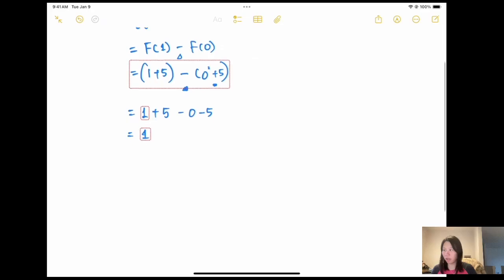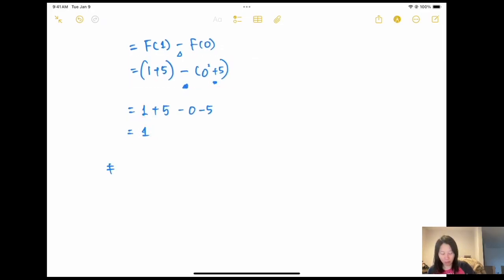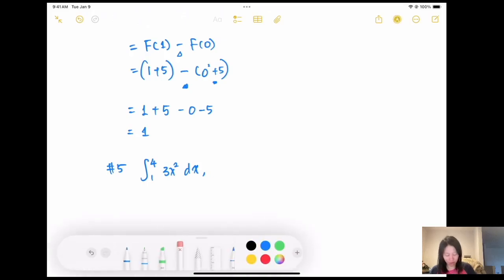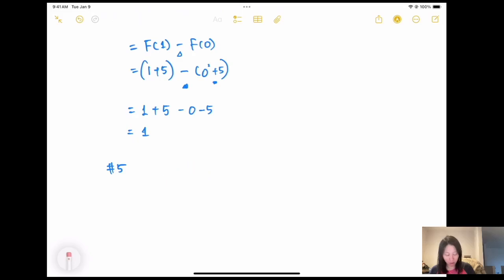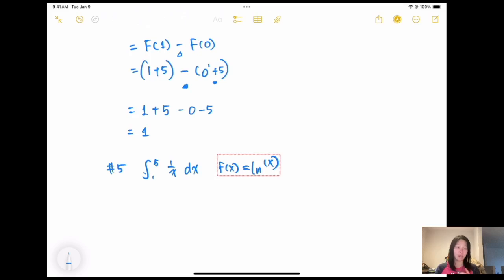Let's do another one. Number 5. Number 5 is the integral from 1 to 4, 3x squared dx. Oh no, that's number 2. Let's do number 5, because number 2 is similar to number 1. So number 5, we have from 1 to 5, 1 over x dx, and then F of x equals ln x. So the antiderivative of 1 over x is equal to the natural log of x.